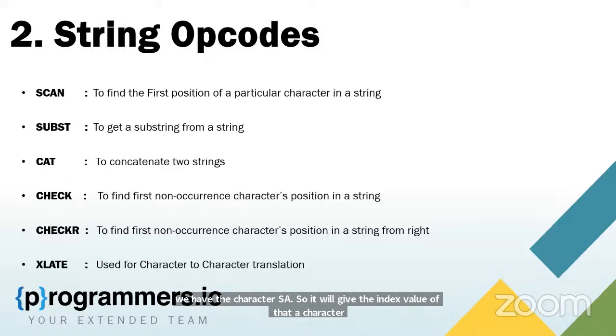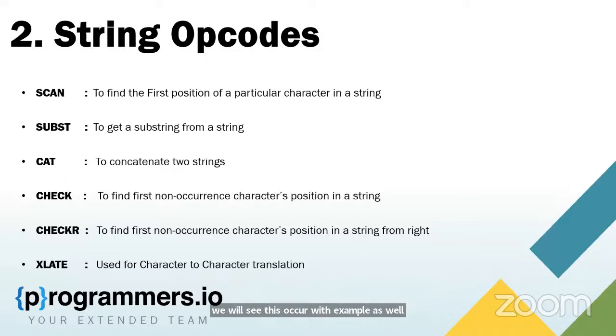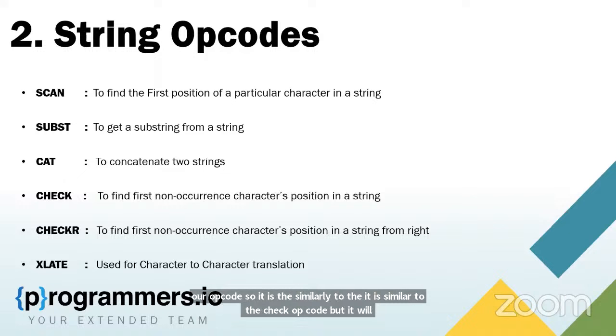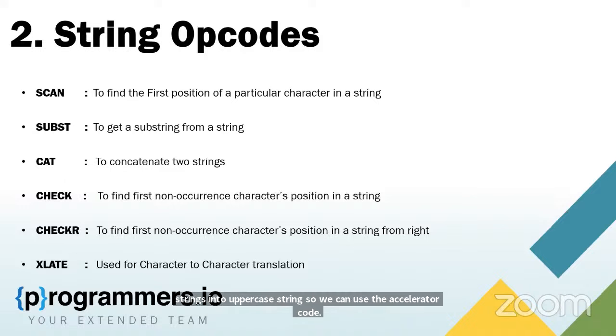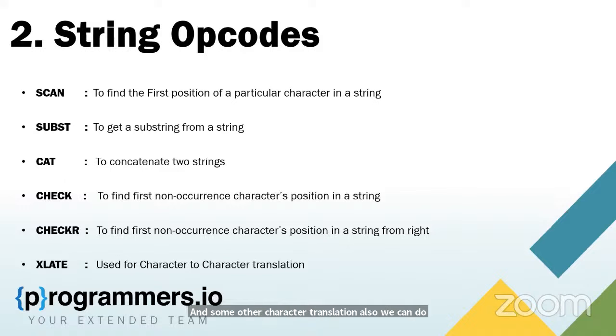The CHECKR opcode is similar to the CHECK opcode, but it will scan the string from the right-hand side. That is the only difference between CHECK and CHECKR. XLATE will be used for character translation. Like if you have to convert lowercase strings into an uppercase string, we can use the XLATE opcode, and some other character translation also we can do using XLATE. So let's see these opcodes with an example.